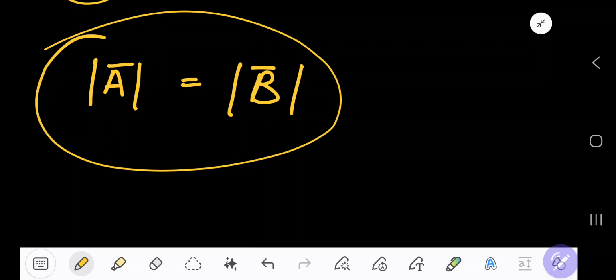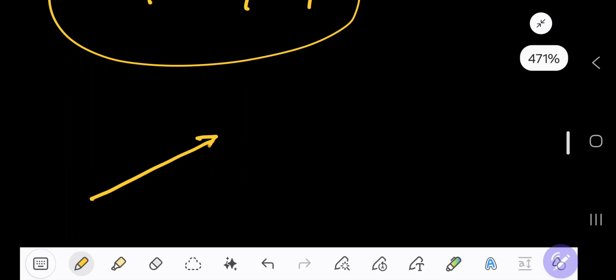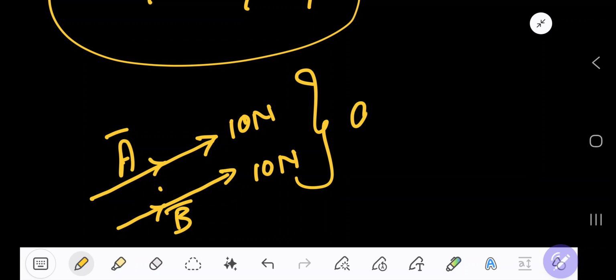So suppose now we have two vectors. This is A bar and this is B bar. A bar is a force of 10 Newton and so is this. As you can see, they are in the same direction. So these two vectors are equal.